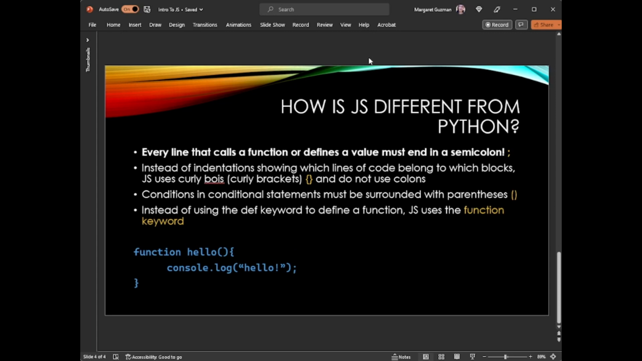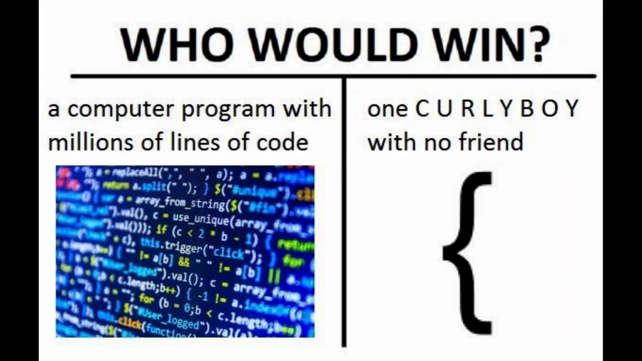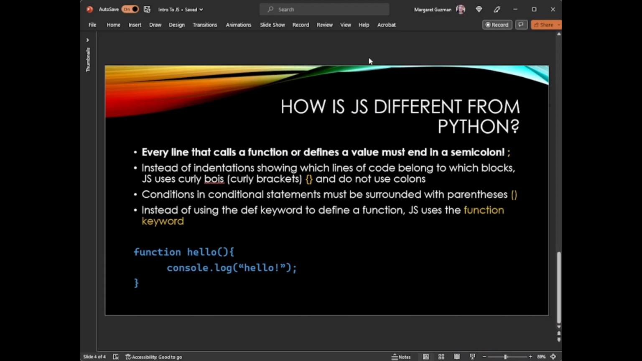JavaScript is syntactically, syntax-wise, a little bit different from Python in a couple of ways. So every line that calls a function or defines a value must end in a semicolon. Instead of indentations showing which lines of code belong to which blocks, JavaScript uses curly brackets. In meme language, we would call them curly boys, and do not use colons. So if you got really sick and tired of checking your indents in Python, you no longer have to do that. Congratulations. It's still wise to put indents in your code to make it more readable, but it will no longer affect how it works.